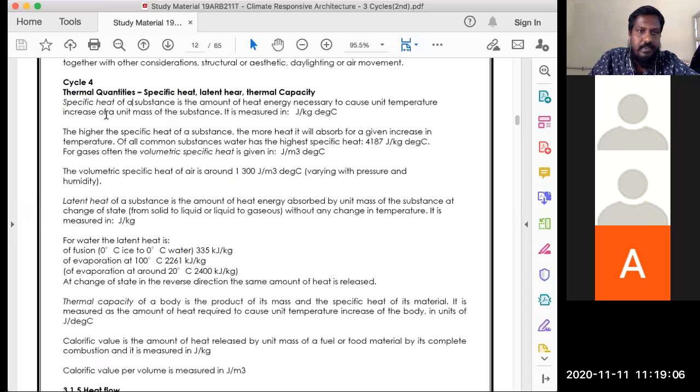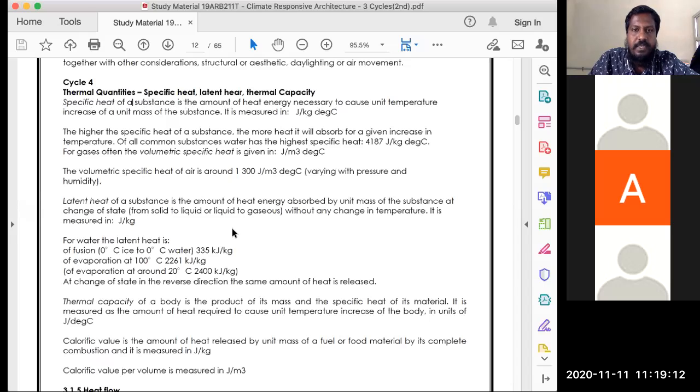For reference, the specific heat of a substance is the amount of heat energy necessary to cause a unit temperature increase in a unit mass of a substance. It is measured in joules per kilogram per degree Celsius. So the understanding is, for any material to have a 1 degree temperature rise, for 1 kg of the material, that particular heat is called the specific heat. That change value required is the specific heat. Just have an understanding.